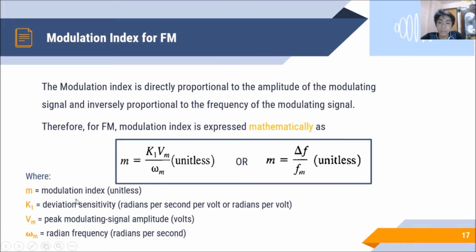So m is equal to the modulation index, which is unitless, and k1 is equal to the deviation sensitivity, or the radians per second per volt, or radians per volt. V sub m is equal to the peak modulating signal amplitude in volts, and omega m is equal to the radian frequency, which is in radians per second.